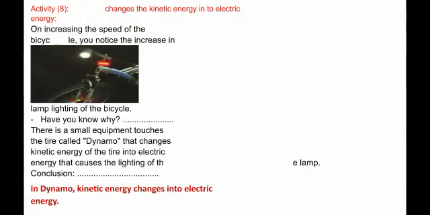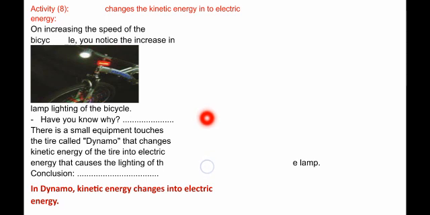Then, the transforming or changing of kinetic energy into electric energy. On increasing the speed of the bicycle, what do you notice? The lamp lighting of the bicycle increases. Do you know why? I will explain to you how this happens. You see this bicycle in front of you? There is a small piece of equipment in this part that touches the tire, called a dynamo.